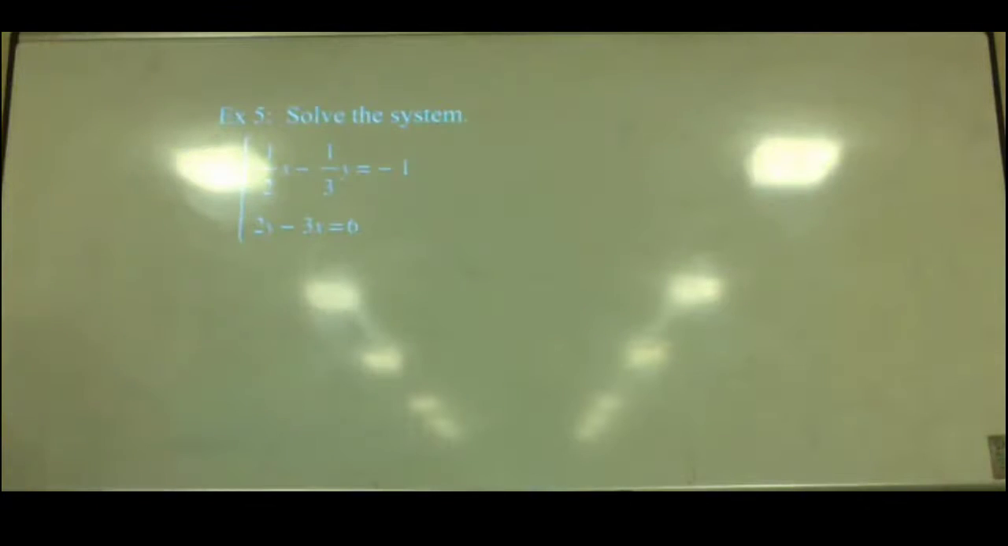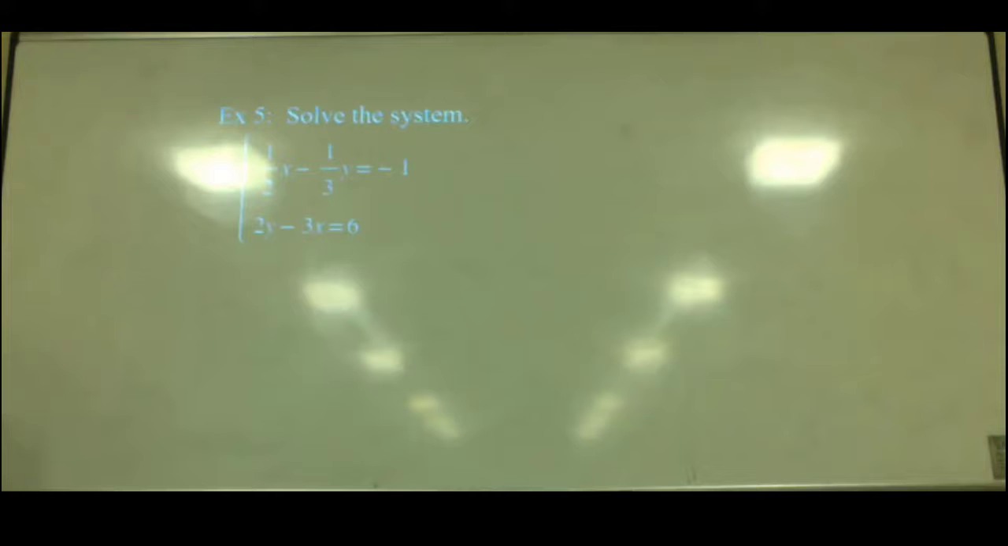Okay, so using what we just talked about, and just so you know, it says 1/2 x minus 1/3 y equals negative 1. And then 2y minus 3x equals 6. So using what we were just talking about, what do you think we might want to do here? Okay, eliminate, but what even before that? Get rid of the fractions. How can we get rid of the fractions this time?